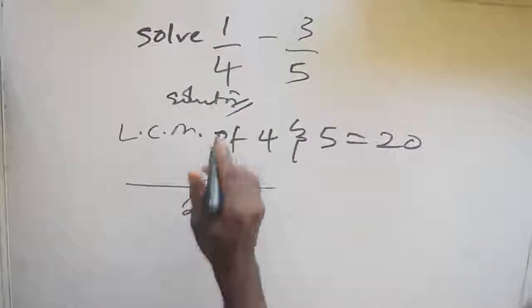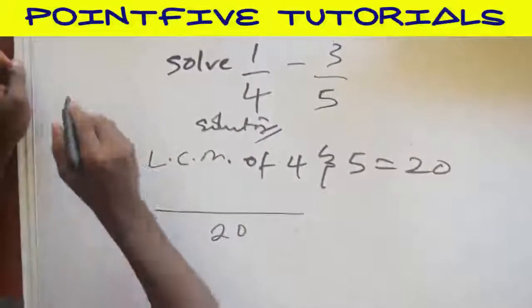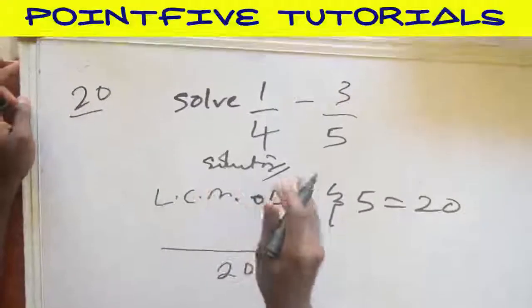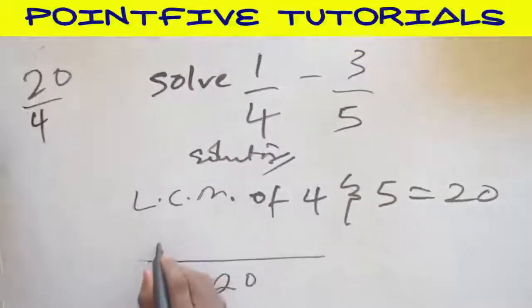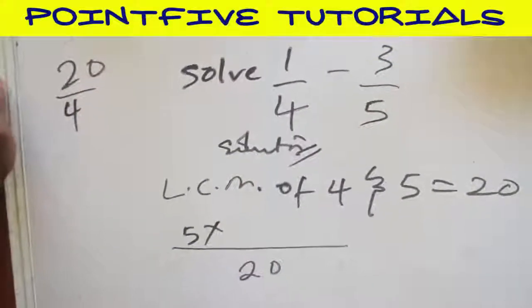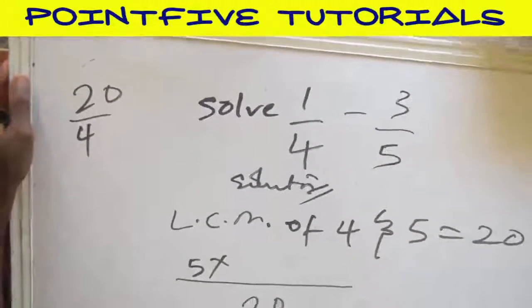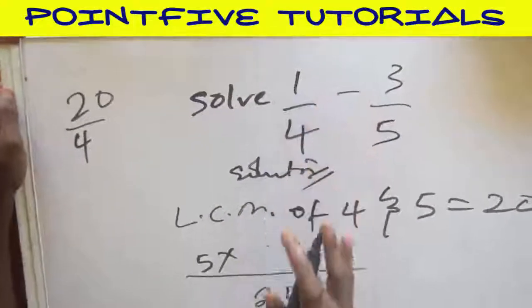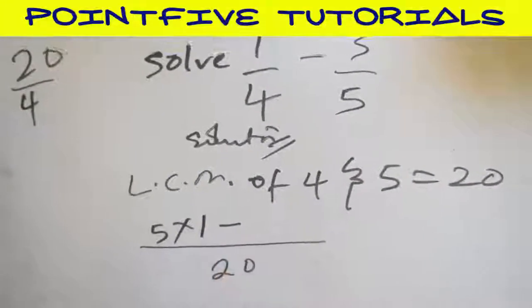When you put it, you go back to the equation, we have 1 over 4. Take the LCM, 20, and divide it by the denominator of the first fraction, which is 4. 20 over 4 will give you 5. Multiply this 5 by the numerator of the first fraction. The numerator here is 1, minus.